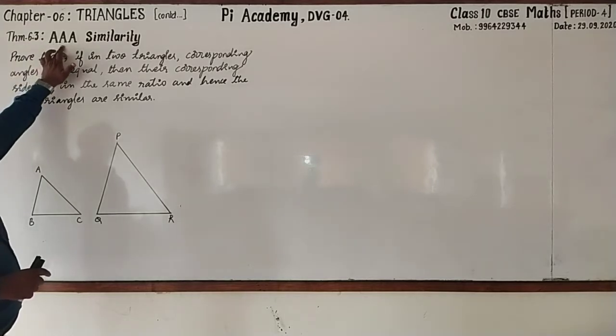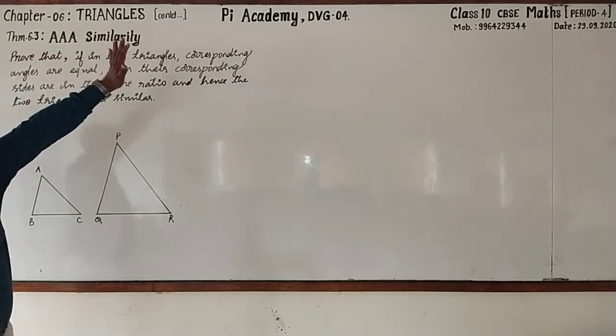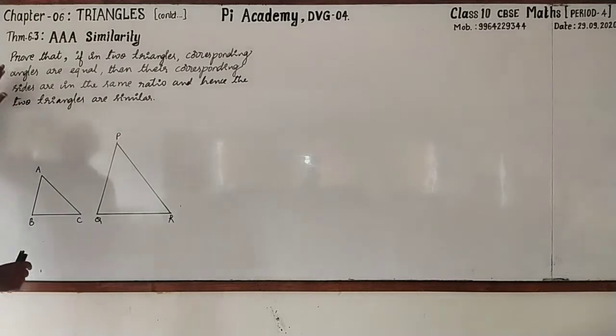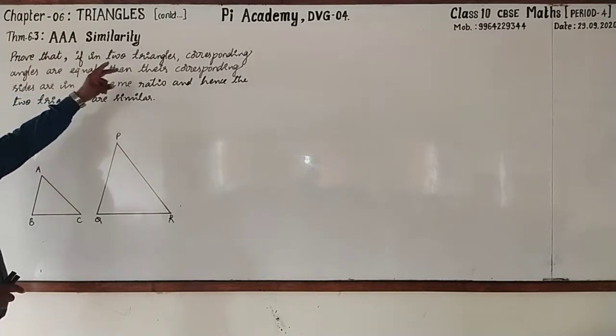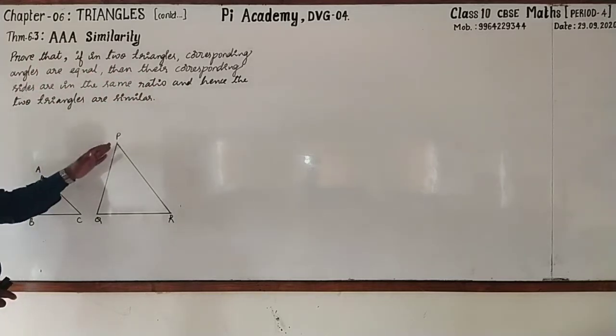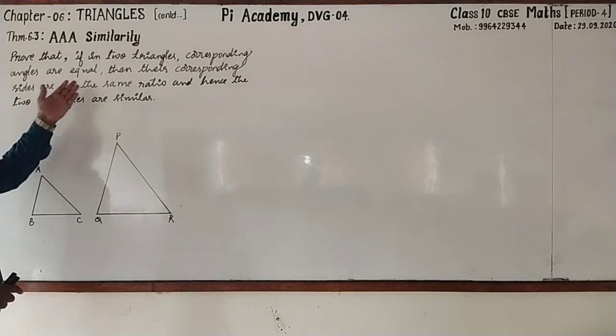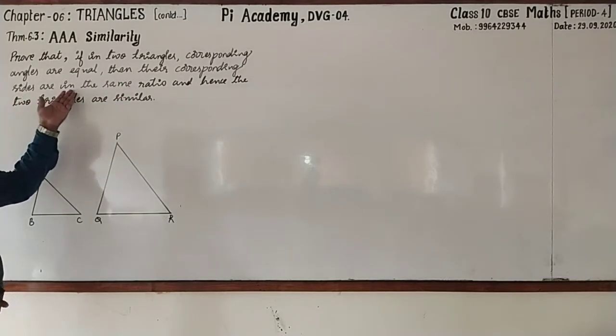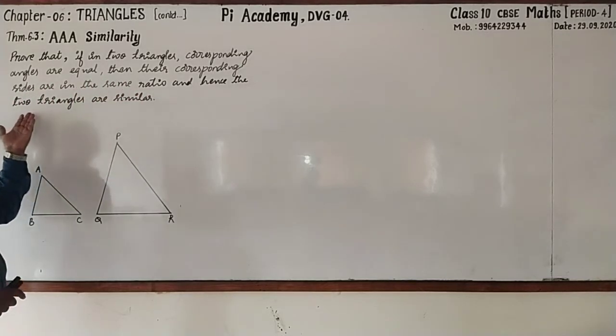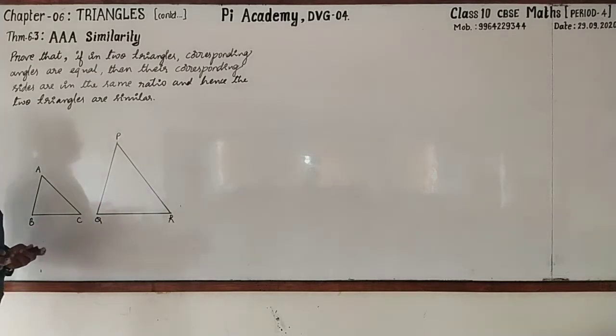This is AAA similarity criterion. And I have written this statement as a question like this. Prove that if in two triangles the corresponding angles are equal, then their corresponding sides are in the same ratio, and hence the two triangles are similar.